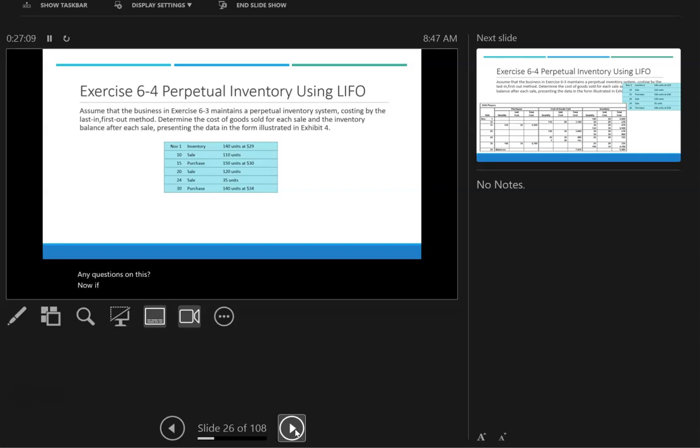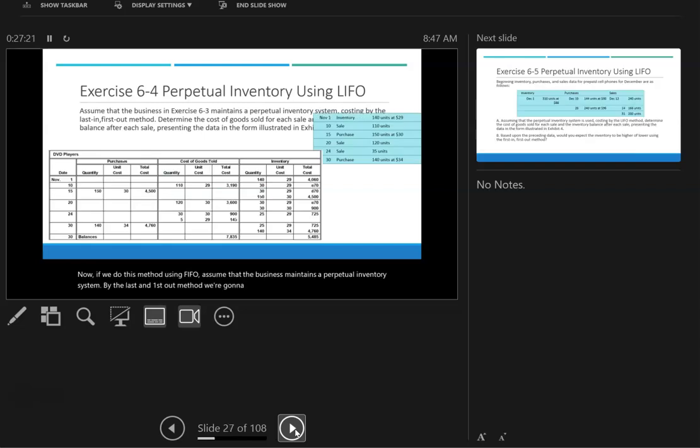Now, assume that the business maintains a perpetual inventory system by the last in, first out method. We're going to do it the same way. Do you see here the last in, first out, November 1st, we've got 140 units on hand. On November 10th, when we sell 110 units, all we have on hand are those 140 units, okay? So we're going to sell 110 of those 140 units, and we have left 30 units at $29 a unit.